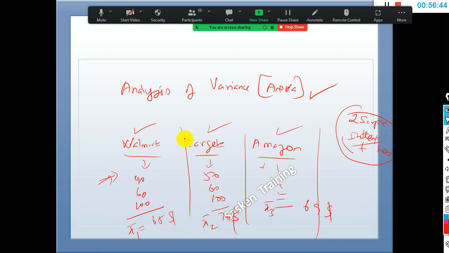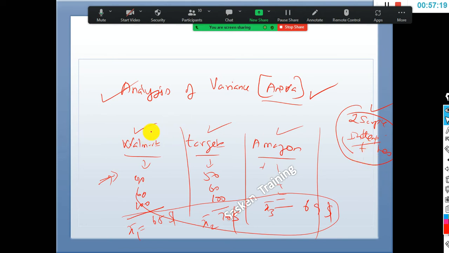If you want to compare whether the means of all these three groups, or more than two groups, are the same or not, then you cannot use the two independent sample t-test. I will tell you why. Instead, you need to use analysis of variance. If you want to compare the means across multiple groups or more than two groups, then you need to use the Anova test. You cannot use the two independent sample t-test.